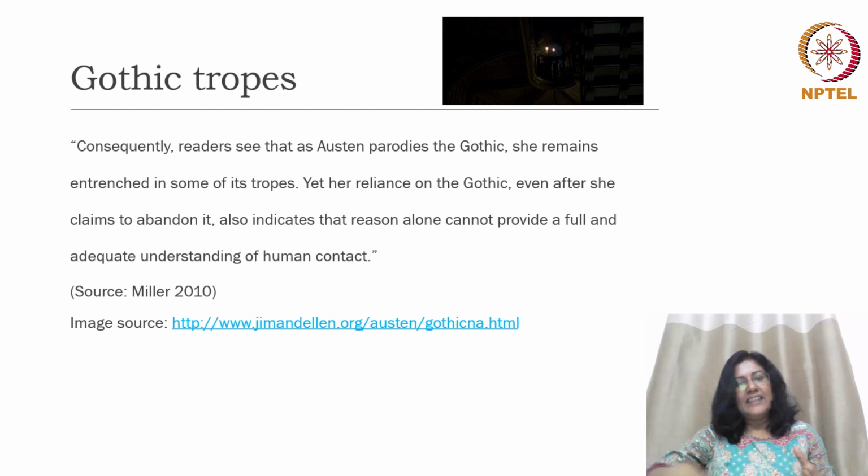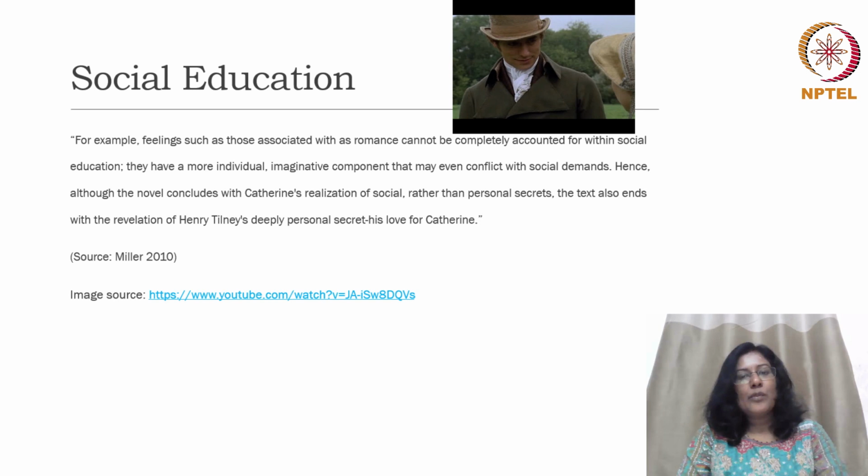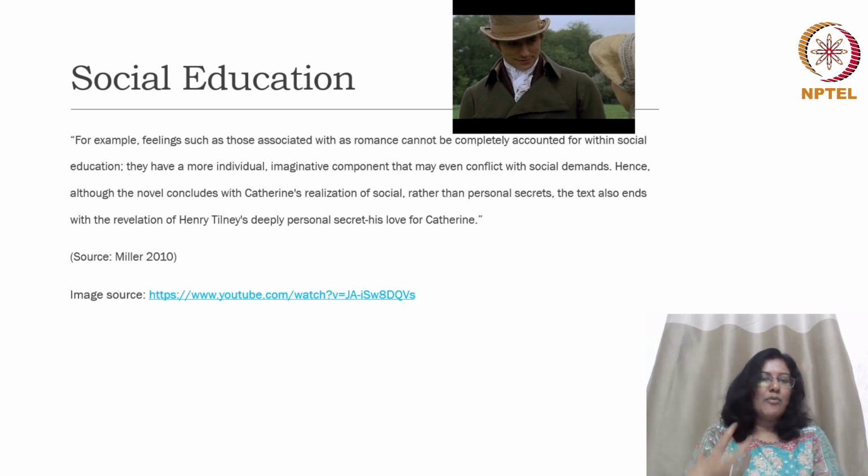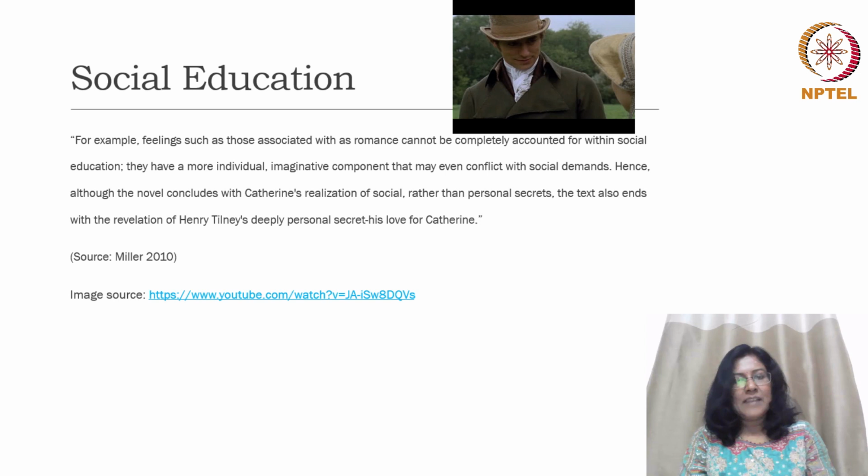Instead, there needs to be an imaginative discourse in order to drive home the point about rationality and reasonable and proper human relationships. For example, feelings such as those associated with romance cannot be completely accounted for within social education. They have a more individual, imaginative component that may even conflict with social demands. Hence, although the novel concludes with Catherine's realization of social rather than personal secrets, the text also ends with a revelation of Henry Tilney's deeply personal secret, his love for Catherine.